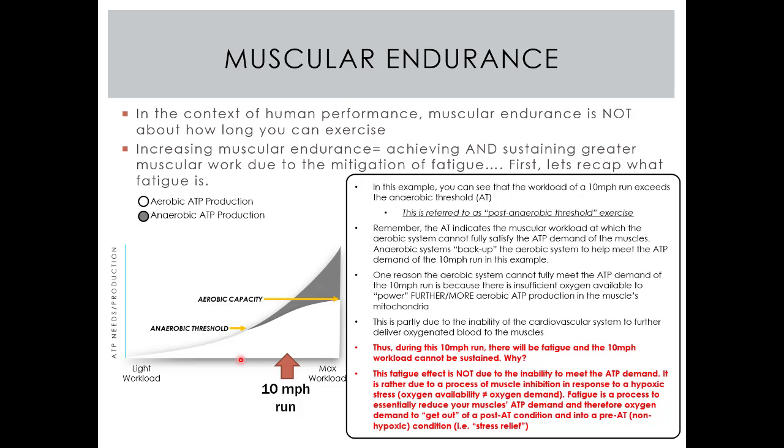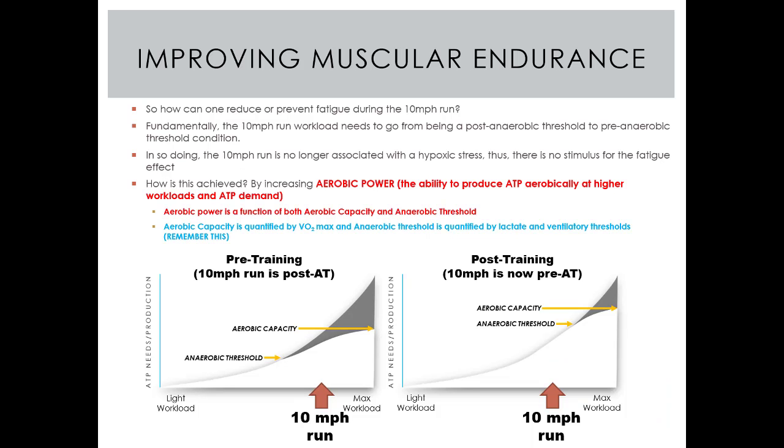So how do we improve endurance at this 10 mile per hour workload? How can we not only achieve this 10 mile per hour run workload, but also be able to sustain that 10 mile per hour workload by mitigating the effects of fatigue? In other words, in that example, how can one reduce or prevent fatigue during the 10 mile per hour run workload? Now, as you can see, muscular endurance is simply fatigue reduction. So how does that occur, at least conceptually?